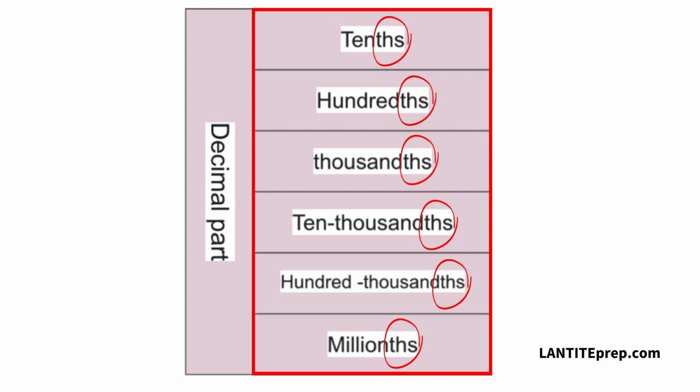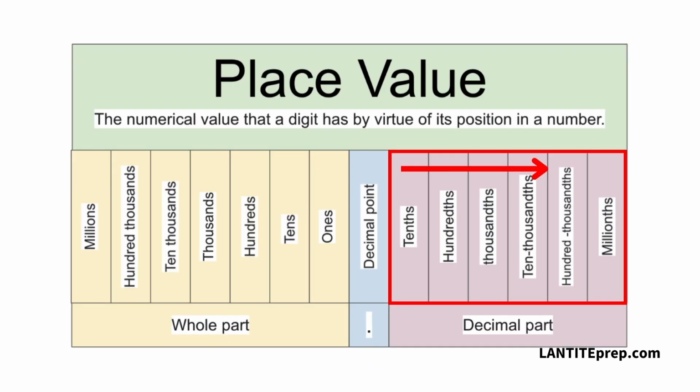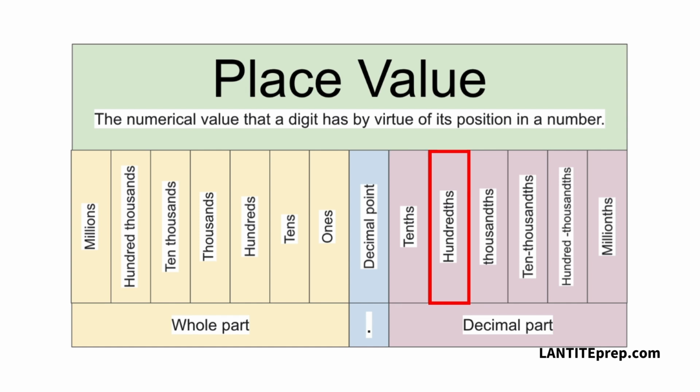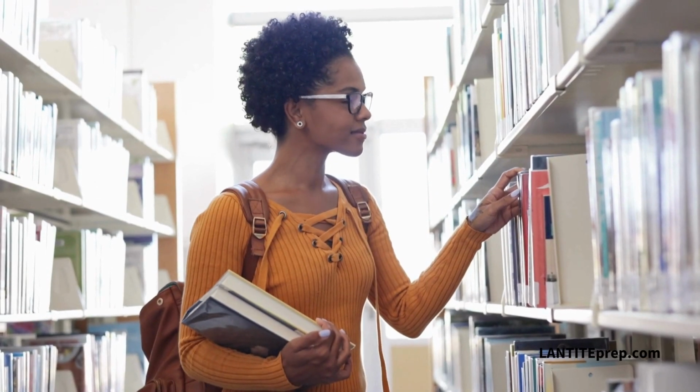Now, looking back at the visual, we need to remember that the more numbers that we add toward the right of a decimal, the smaller the value of each number becomes. This means that numbers in the tenths place value are greater than numbers in the hundredths place value. Likewise, these numbers are greater than numbers in the thousandths place value, and so on and so forth. Excellent work so far, future teacher.